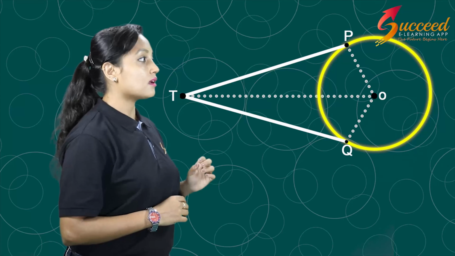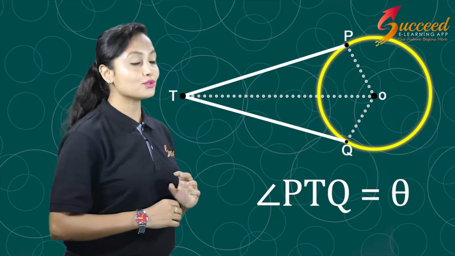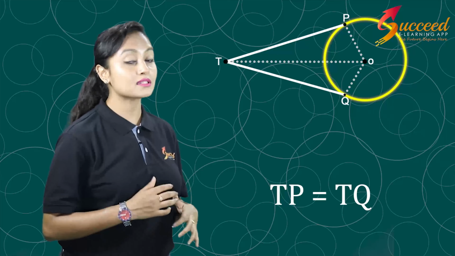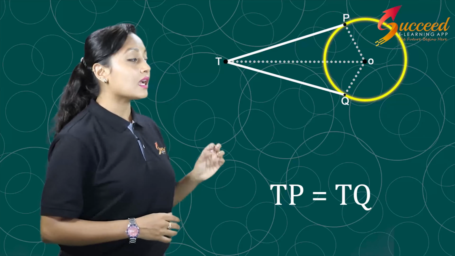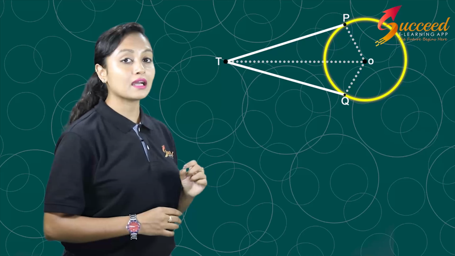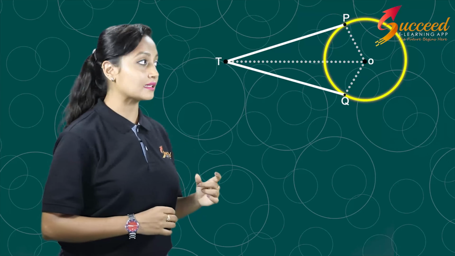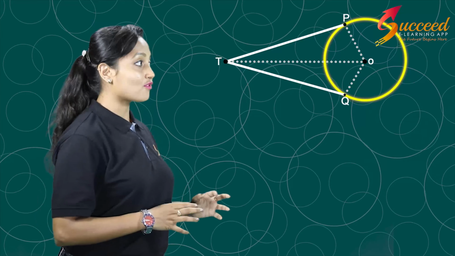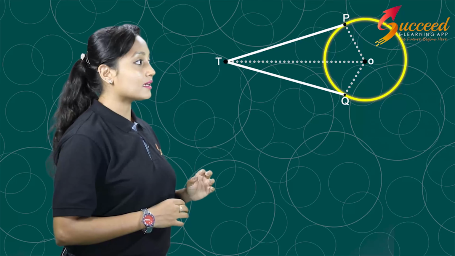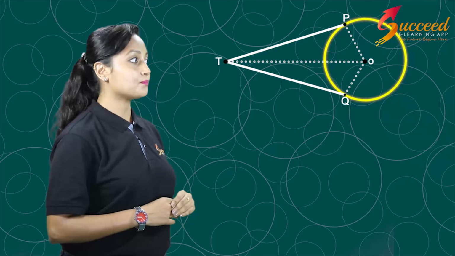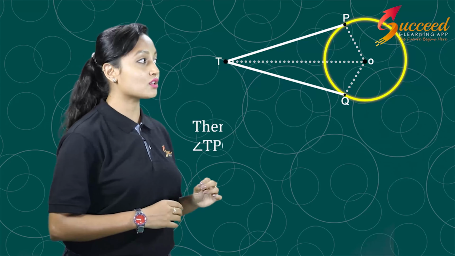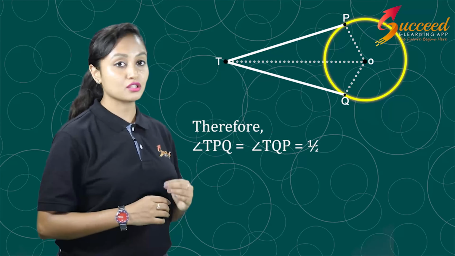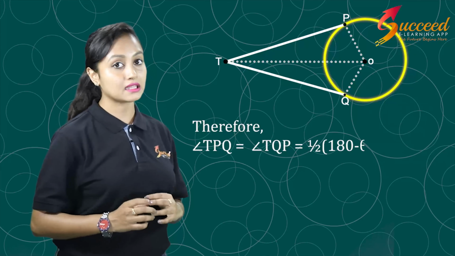Therefore, let angle PTQ be equal to theta. We know that TP is equal to TQ from the theorem that we have already learnt. In the diagram, if you observe, the line OT is common to both the triangles OPT and OTQ. Therefore, the triangles are isosceles triangles. Therefore, angle TPQ is equal to angle TQP, which is equal to half into 180 degree minus theta.